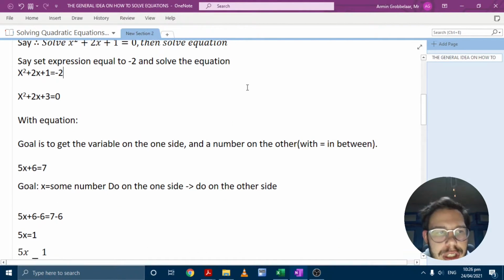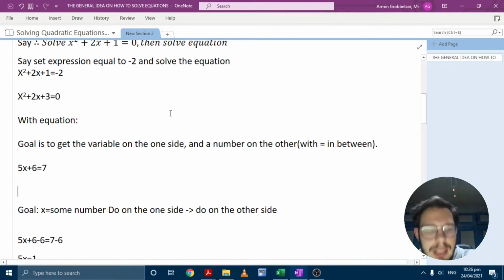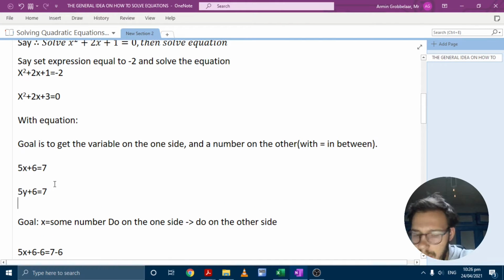With equations, the goal of the equation is to get the variable on the one side. It doesn't have to be x, it can be 5y plus 6 is equal to 7, and then you have to solve for y. So our goal is to get the variable on the one side. So in the first one, we get x equal to some number, or in the case where it's y, we get y equal to some number.